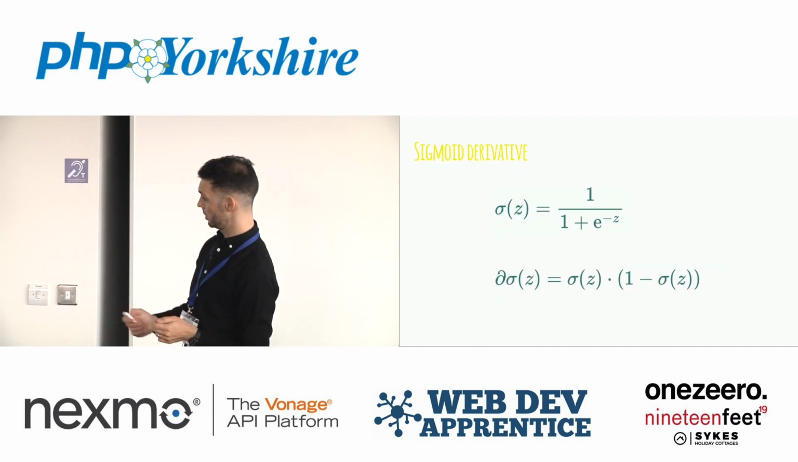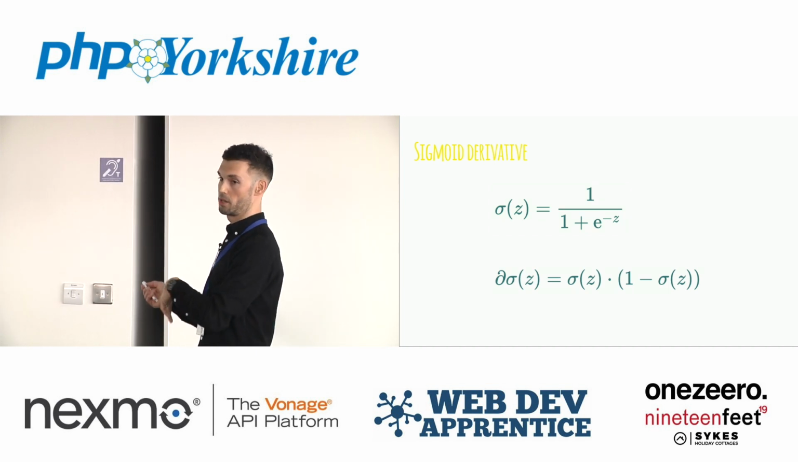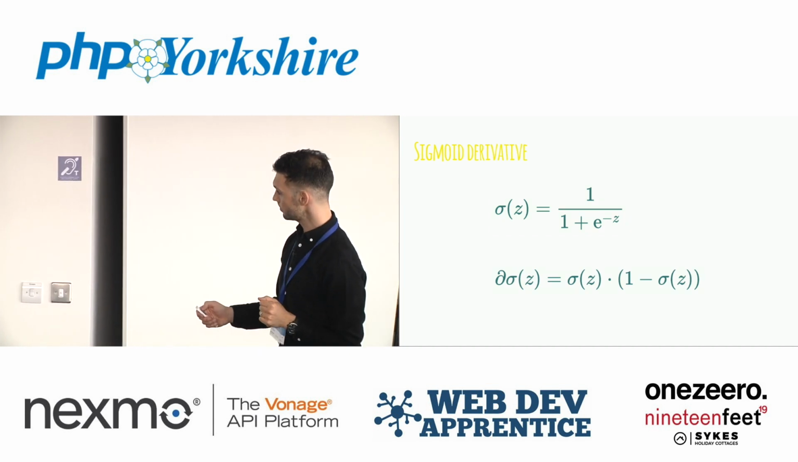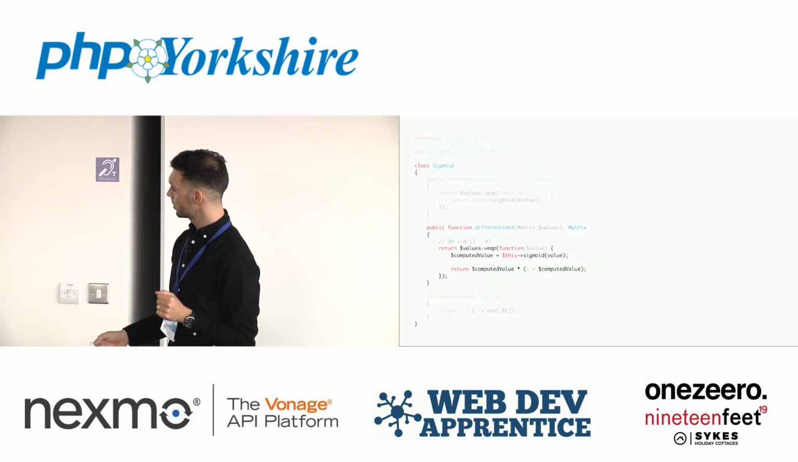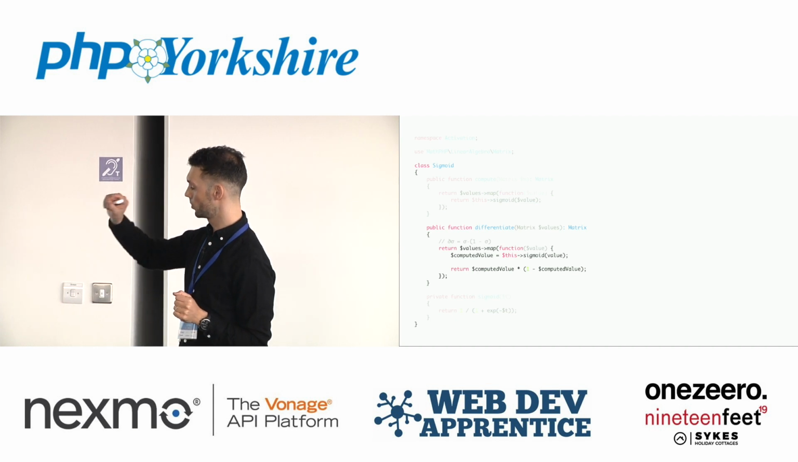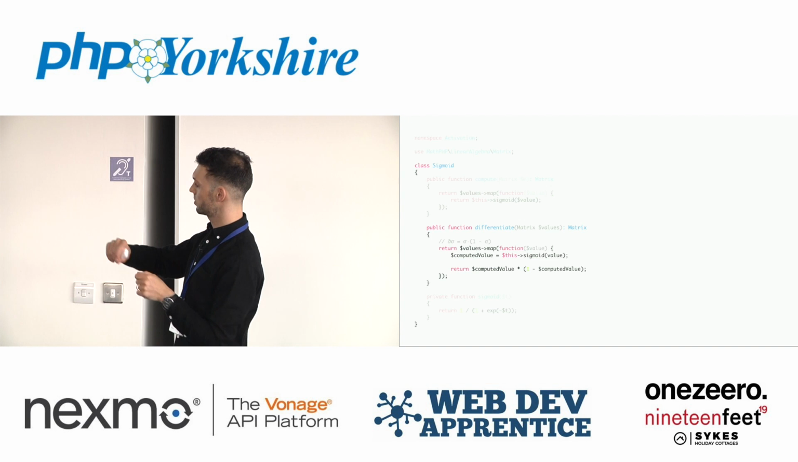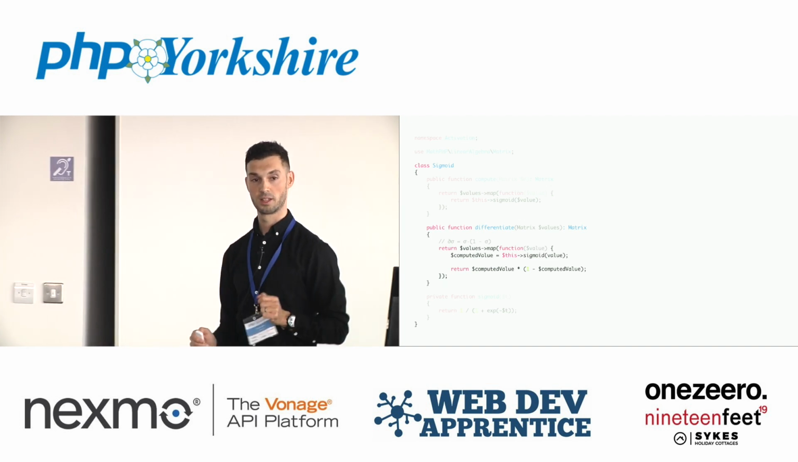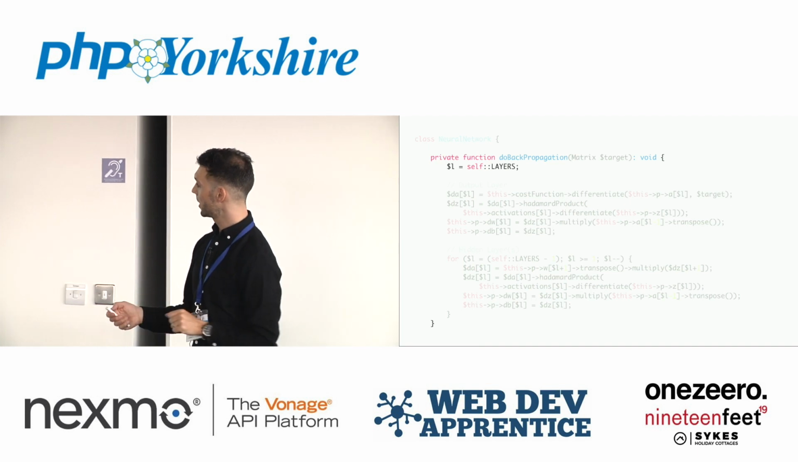And for the sigmoid derivative, it is simply the sigmoid times 1 minus the sigmoid itself. Just repeating, if I do that using differentiate, for each element in the matrix, I'll calculate the sigmoid times 1 minus the sigmoid. So now I have those two methods that I can use.